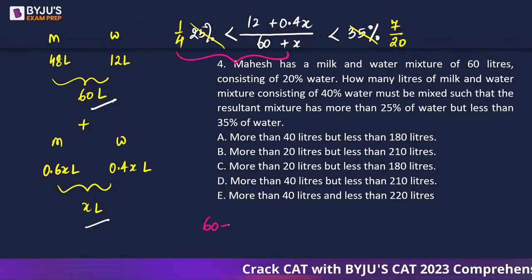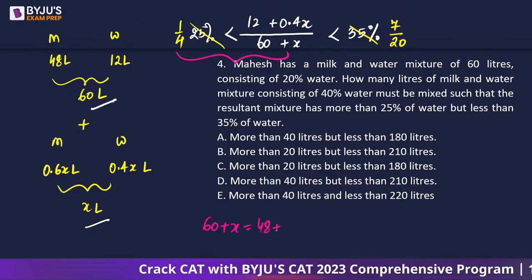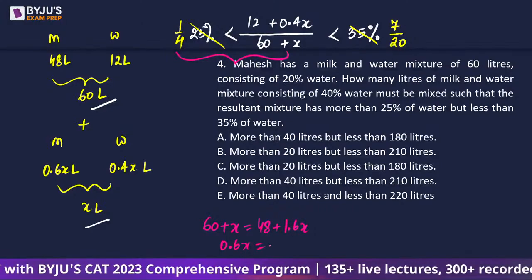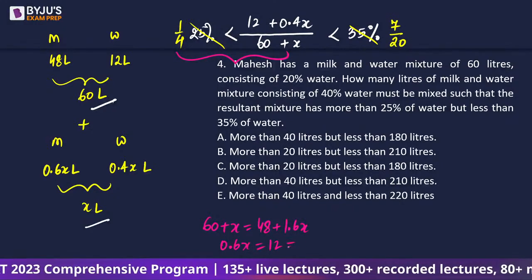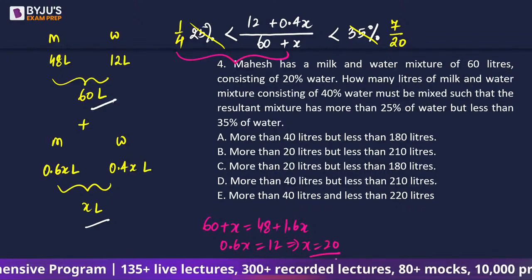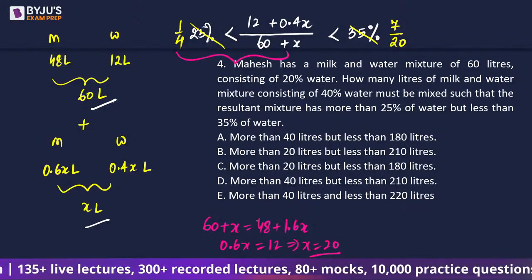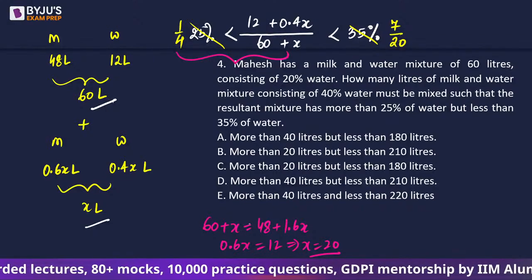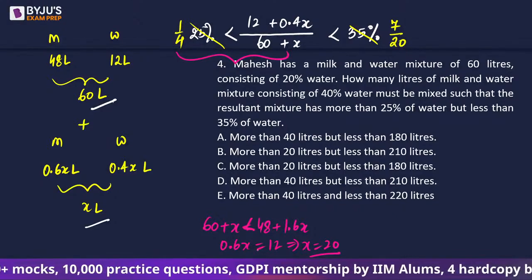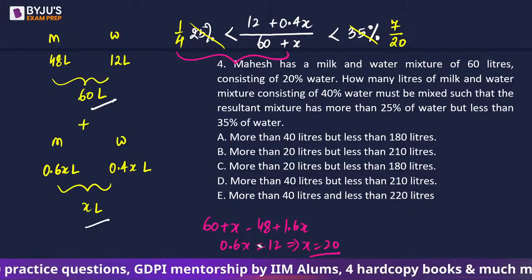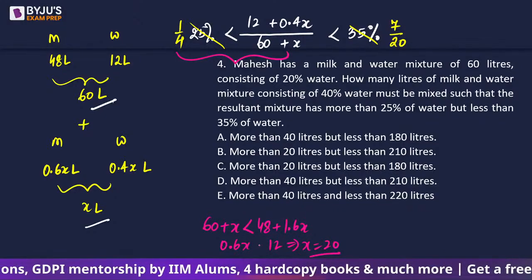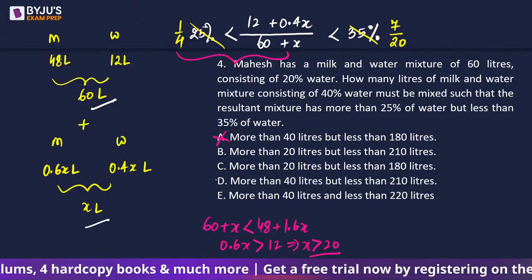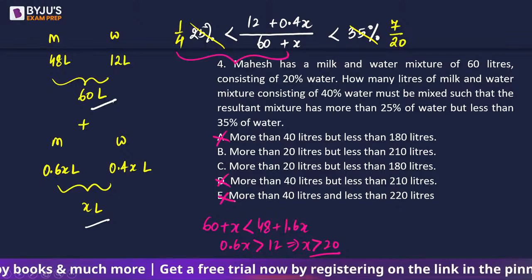So we will have 60 plus x is equal to 48 plus 4 into 1.6x, or we will have 0.6x is equal to 12, or this will result in x is equal to 20. So 20 से तो ज़्यादा होना चाहिए. ठीक है. So ये actually less than है. And if I have rearranged, this will become greater than. So x should be greater than 20. So option A, D and E won't make sense.